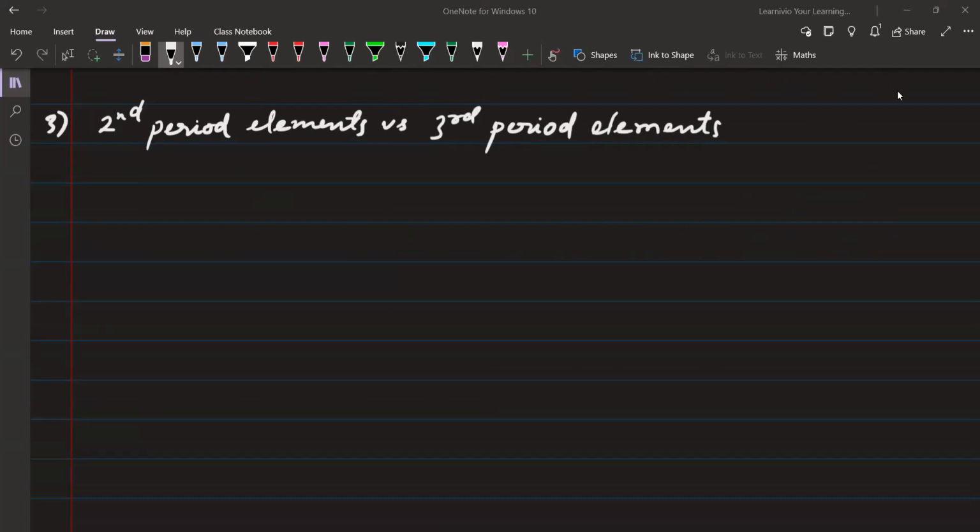As we go down the group, the electron affinity decreases. So what was expected? That the second period elements will have higher electron affinity than the third period elements. But that is not the case. What was expected?